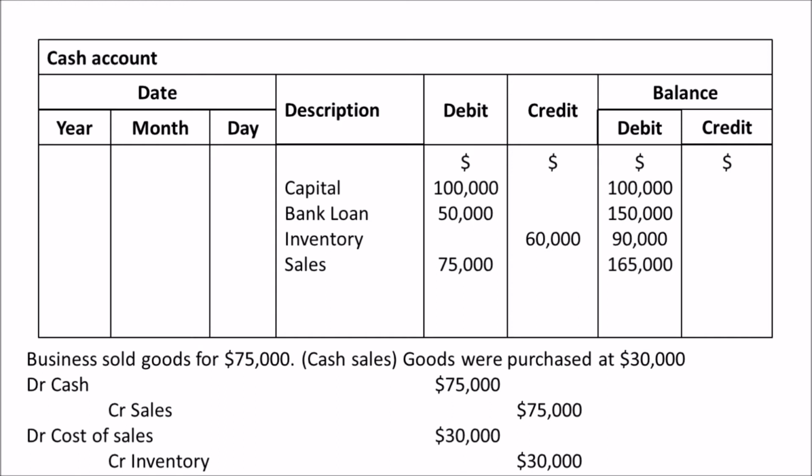What about the debit cost of sales and credit inventory? Will that journal entry appear in the cash ledger account? No, because that journal entry does not touch the cash account. It touches the cost of sales and inventory account. So the entry will be recorded in the cost of sales and inventory account. It will not be recorded in other accounts.